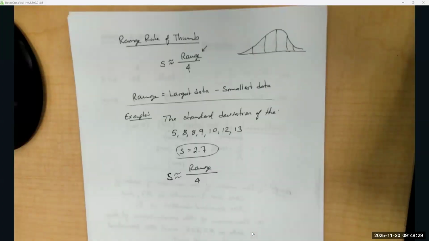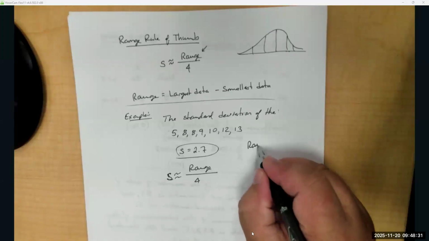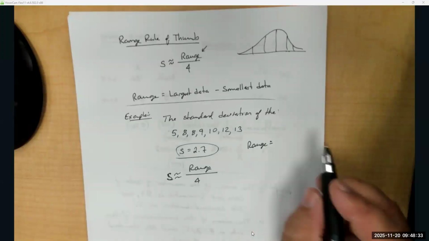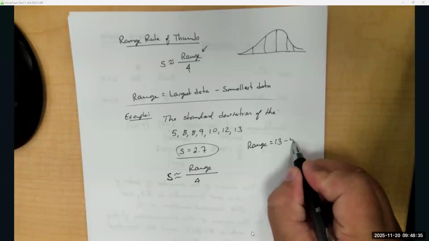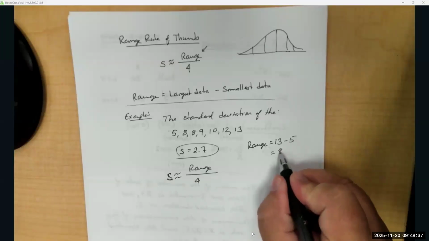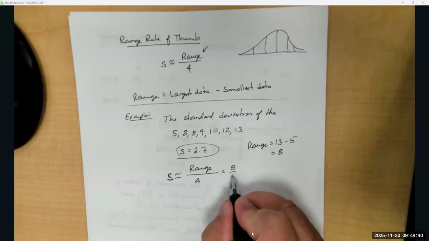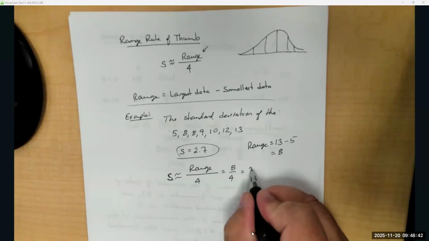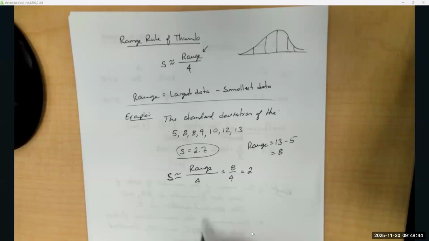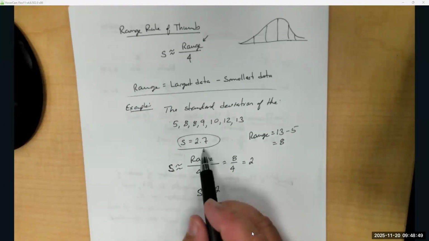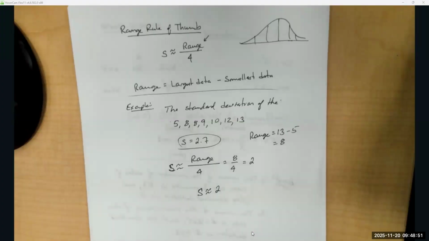So what's the range? 13 minus 5, which is 8. So 8 divided by 4 is 2. So this one says it's approximately 2 as opposed to 2.7. That's pretty close, especially when you would use this only when you're in a hurry. Just how does it look? Which one's better? That's all you'd use it for. Okay?